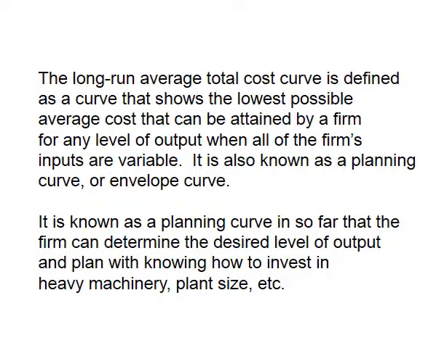The long-run average cost curve is defined as a curve that shows the lowest possible average costs that can be attained by a firm for any level of output when all of the firm's inputs are variable. So remember, in the long run, there are no fixed costs. All of the inputs are variable because they can all be changed. It's also known as a planning curve or an envelope curve. It's known as a planning curve insofar as the firm can determine what level of output they desire and plan how to invest in heavy machinery, plant size, and other capital.